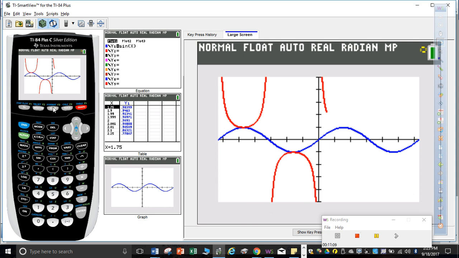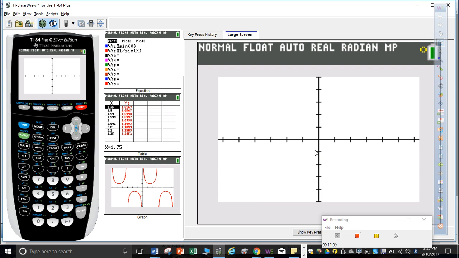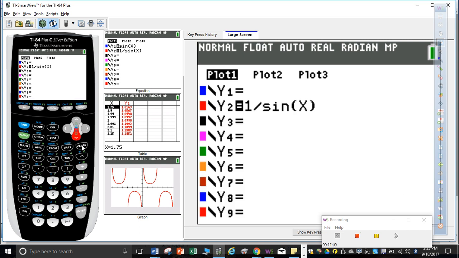If we go back to our y equals and unhighlight sine, so now that part's not going to show up, or actually you could just clear it out and go back to graph, you're just going to be left with the U shape. And that's what we had on our paper with a solid line. So that is cosecant.